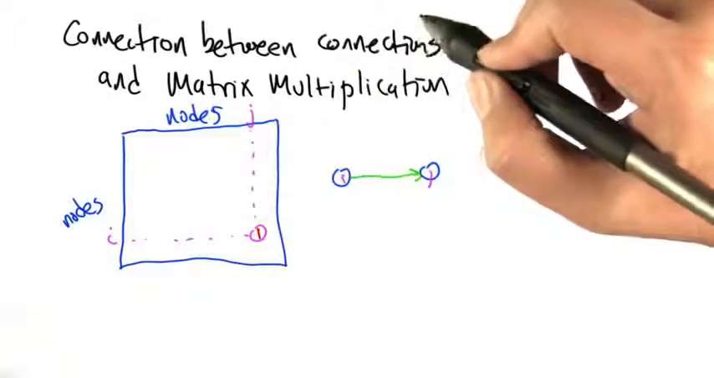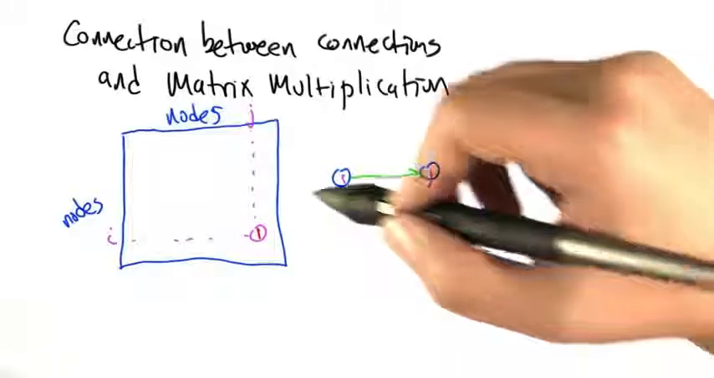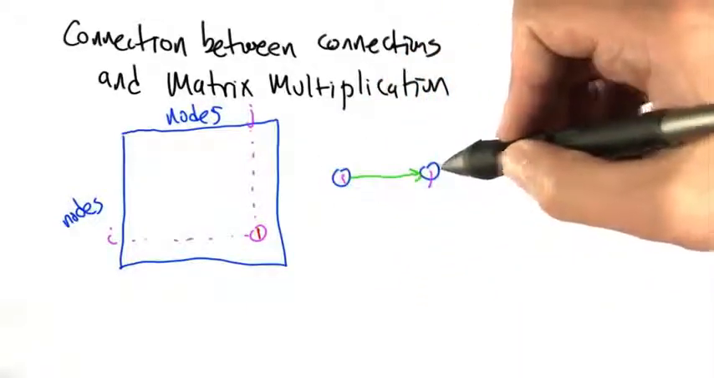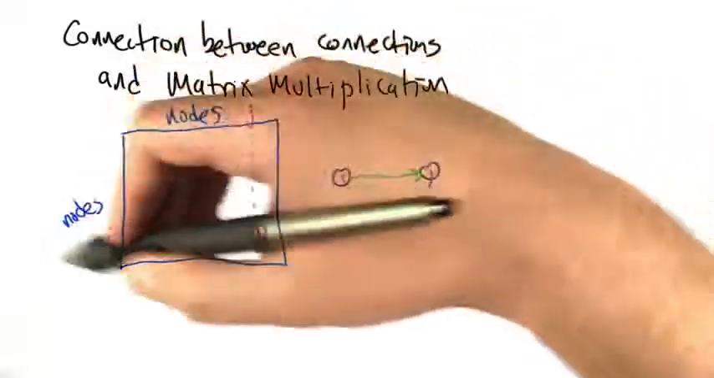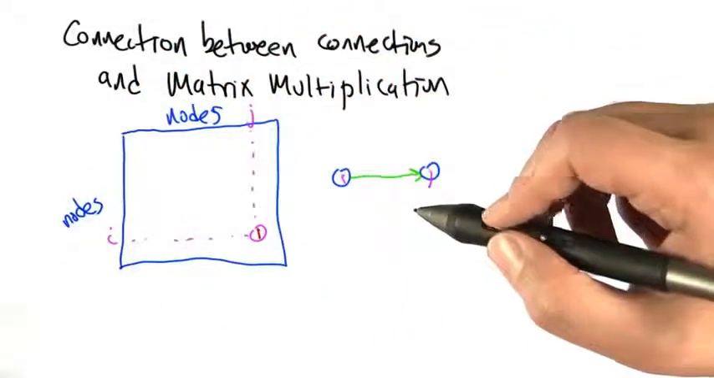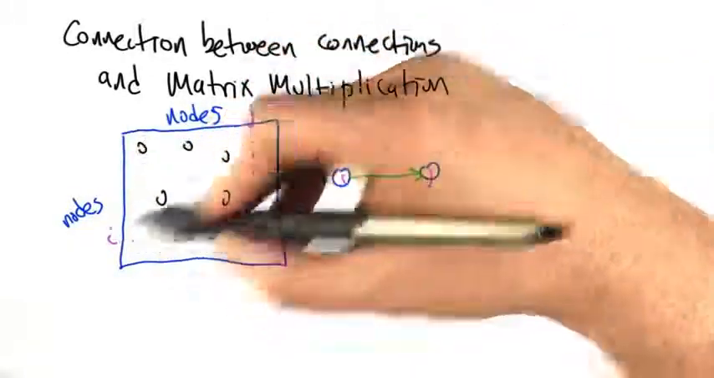Just as a quick aside, if you're familiar with matrix multiplication, there's a very nice connection between this little algorithm that we were just working on and matrix multiplication. The first thing you need to understand is that we can represent a graph on a set of nodes as a matrix consisting of all zeros and ones, and if it's a sparse graph, it's mostly zeros.